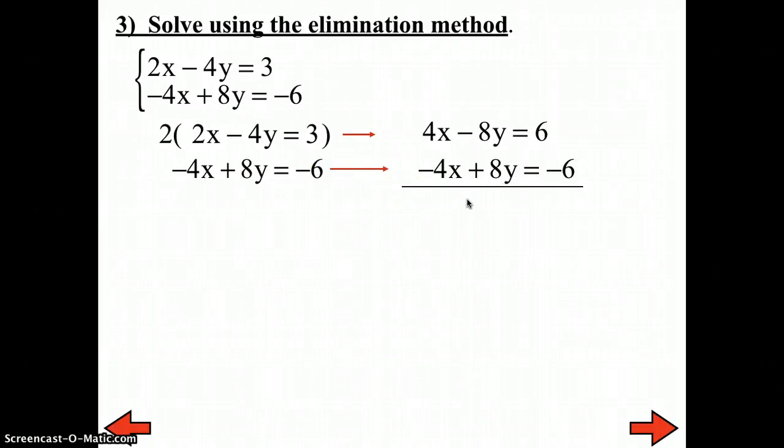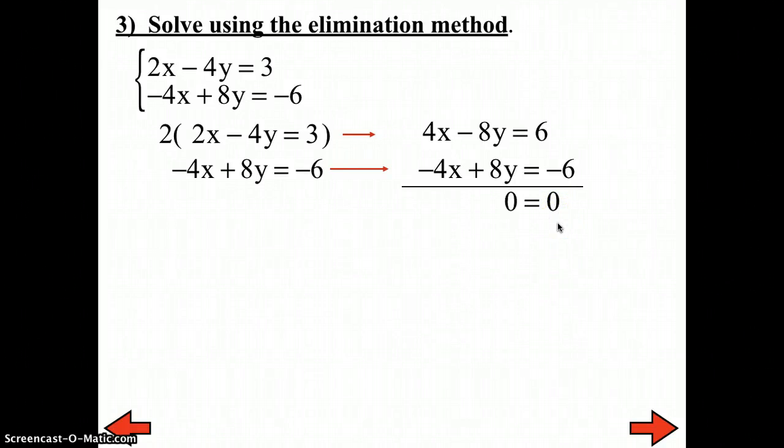Now here, I'm going to notice something. The positive 4x and the negative 4x will cancel each other out. The negative 8y and the positive 8y will also cancel each other out. But then here, a 6 and a negative 6 will also cancel each other out, leaving me with 0 equals 0. I know what some of you are thinking.